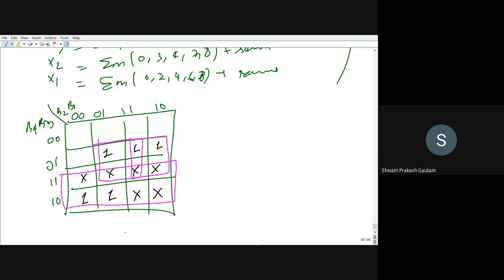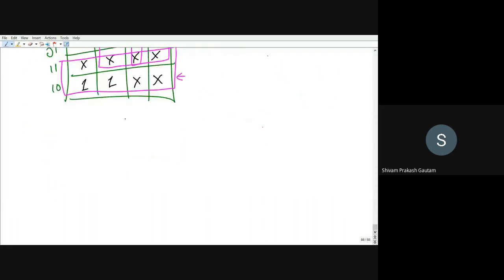So function x4, I can write it as B4. Why B4? Because for this octet you can see it is B4 only, plus B3 B2 plus B3 B1, right? You can solve it, you will get the same thing. Next we will see for X3. For one more thing we will see.